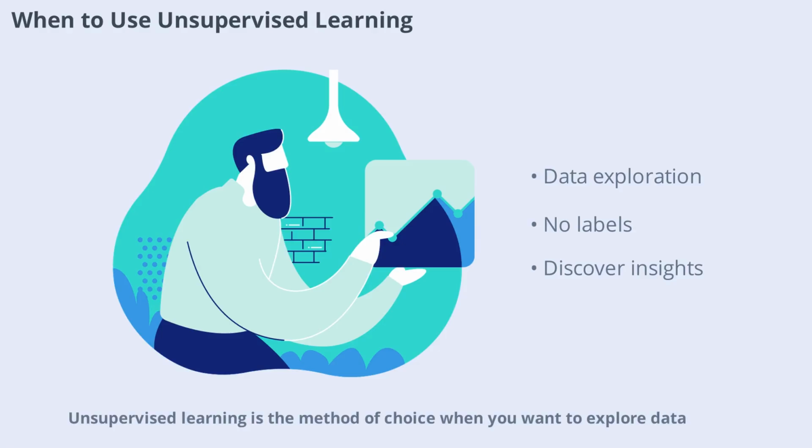Unsupervised learning is the method of choice when you want to explore data, find hidden patterns, or organize information without predefined categories. It's especially useful for market segmentation, anomaly detection, and data visualization. When you don't know exactly what you're looking for, unsupervised learning can help you discover new insights.